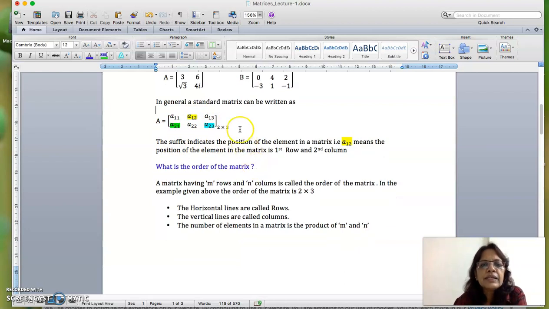So how many rows are there in this? There are 2 rows and 3 columns. So the order of this matrix is written as m cross n. Okay? m cross n means the first indicates the number of rows and the second indicates the number of columns. So that is the order of a matrix.